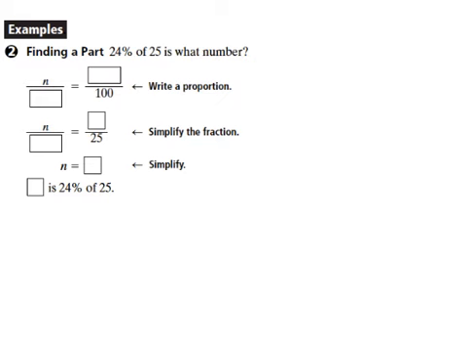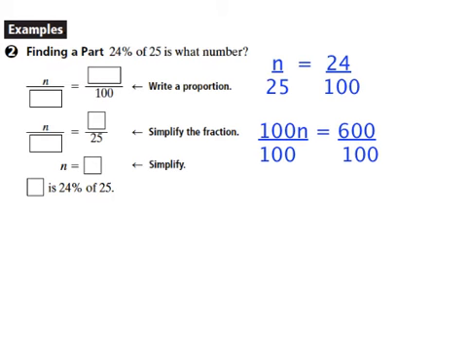Finding a part. 24% of 25 is what number? So we know our percent and we know our whole because we know the number after the word of. So we're trying to find the part. So we're going to have n over 25 equals 24 over 100. We're going to cross multiply, so we get 100n equals 600.